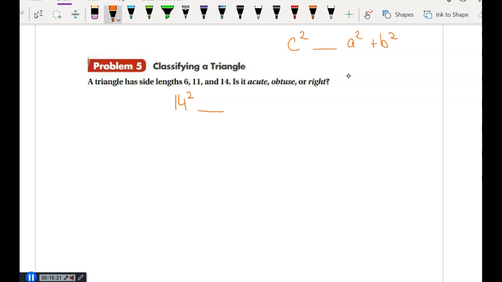I'm going to leave a little space saver there. Now my A value is 6 squared. My B value is 11 squared. So what is 14 squared? That's 196. 6 squared is 36. 11 squared is 121. When I add 121 and 36, what does that give me? That gives me 157.